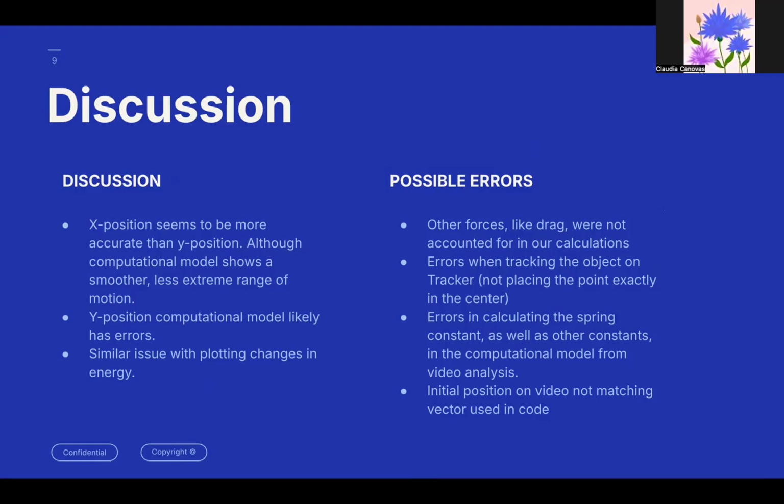So the first possible error could be not accounting for other forces like drag, maybe other energies like thermal energy. Maybe it was a lack of accounting for other factors that could have impacted this experiment. Maybe some technical or human errors, like when using Tracker, not placing the point mass directly in the center of the object. Maybe errors in calculating the spring constant, which we'll also look at later, as well as other constants in the computational model. And maybe a problem with the axes: if the offset origin was set to 0, the first starting position should have been set to 0, so there might have been a mistake with that as well.